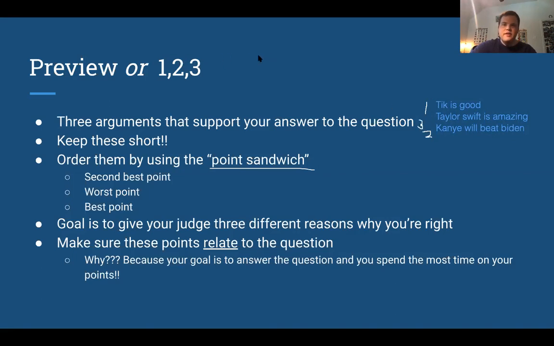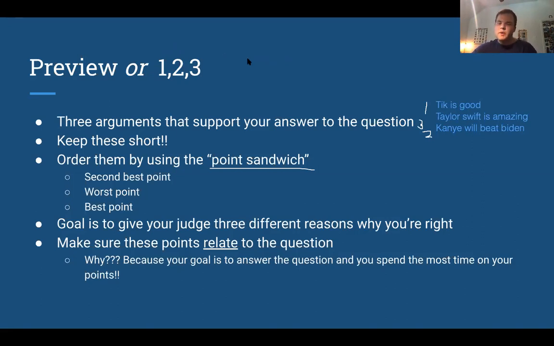And the reason for this is because when your judge is listening to your speech, remember that there's also 6 other kids speaking, and they're going to be sitting there for an hour listening to all these speeches. So chances are when they get to the second point, they're kind of just going to zone out. Just take this from my experience, you definitely zone out with Extemp speeches.